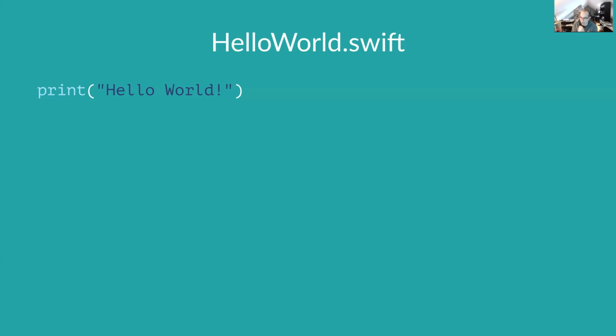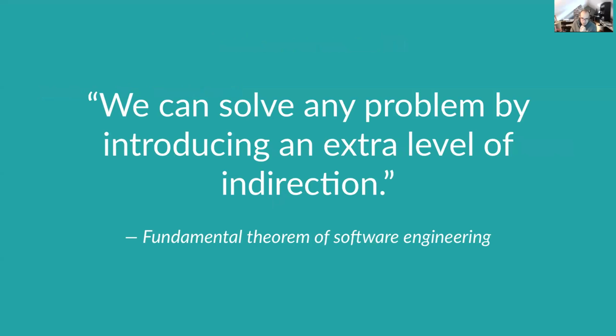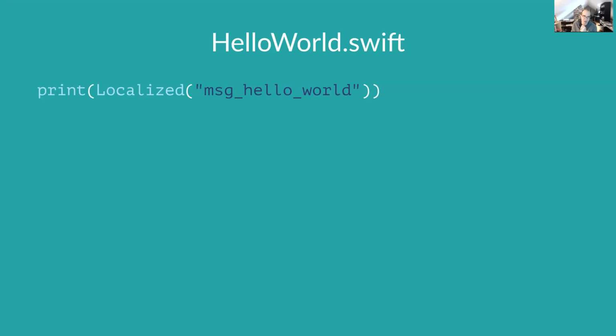And if I needed that to work in different languages, French, German, whatever, I would have to write some code to check what language I would want to be in and then print the appropriate string. So the way you do that simply in iOS is we apply the fundamental theorem of software engineering, which is that we can solve any problem by introducing some indirection. In this case, it's going to be a function. I'll just call it localized, which instead of taking the exact string I want to print, will take a key string that represents that string. So message underscore hello underscore world is just something that I say means hello world.